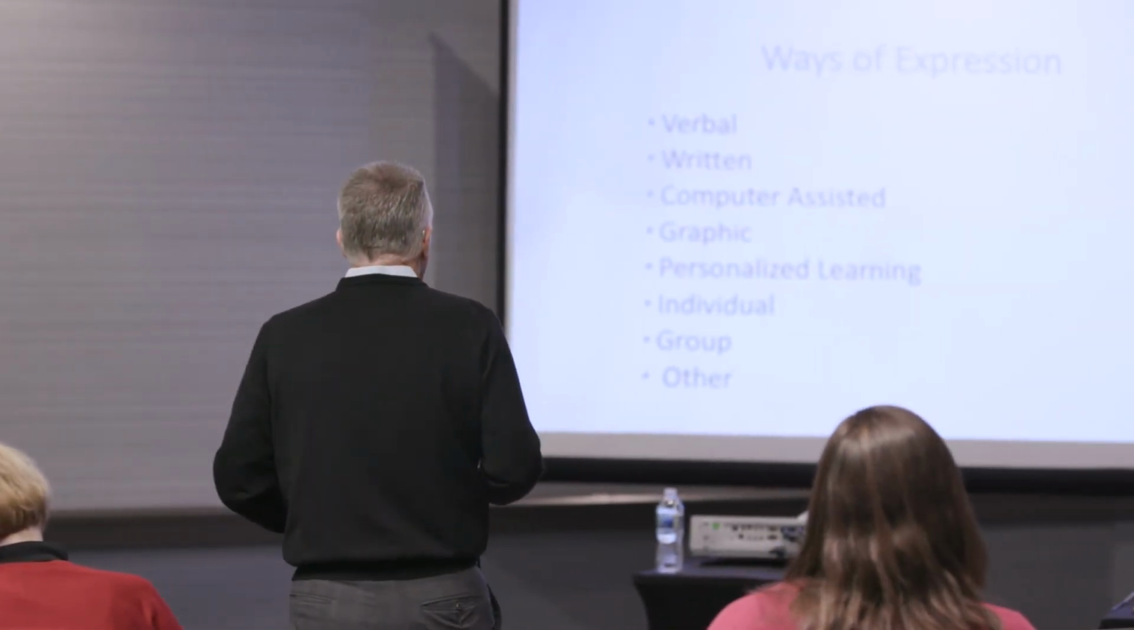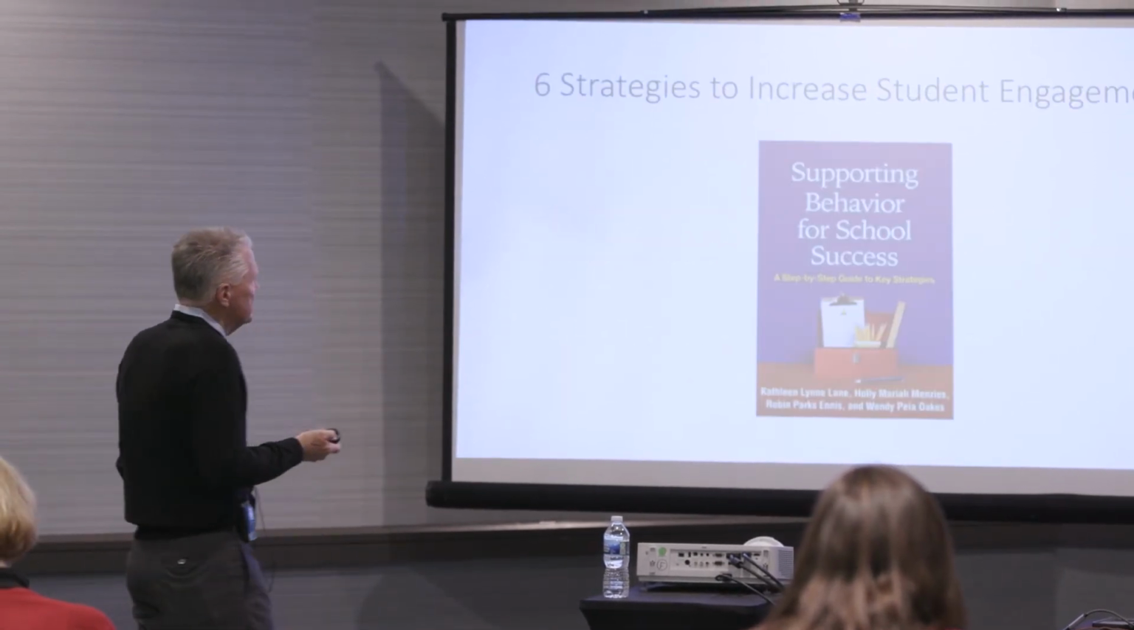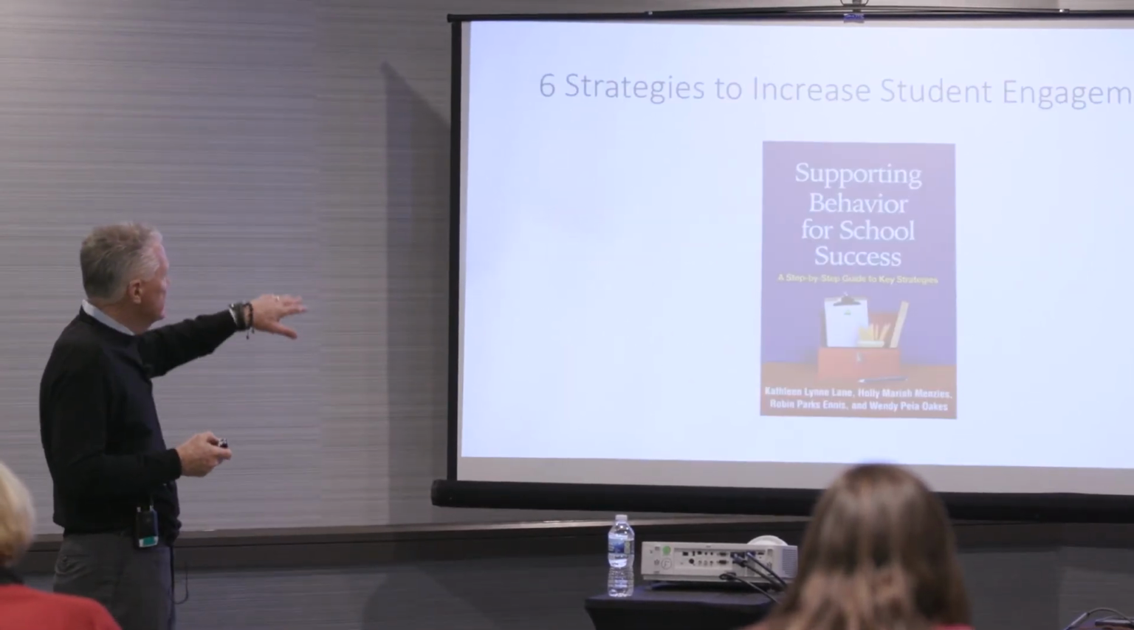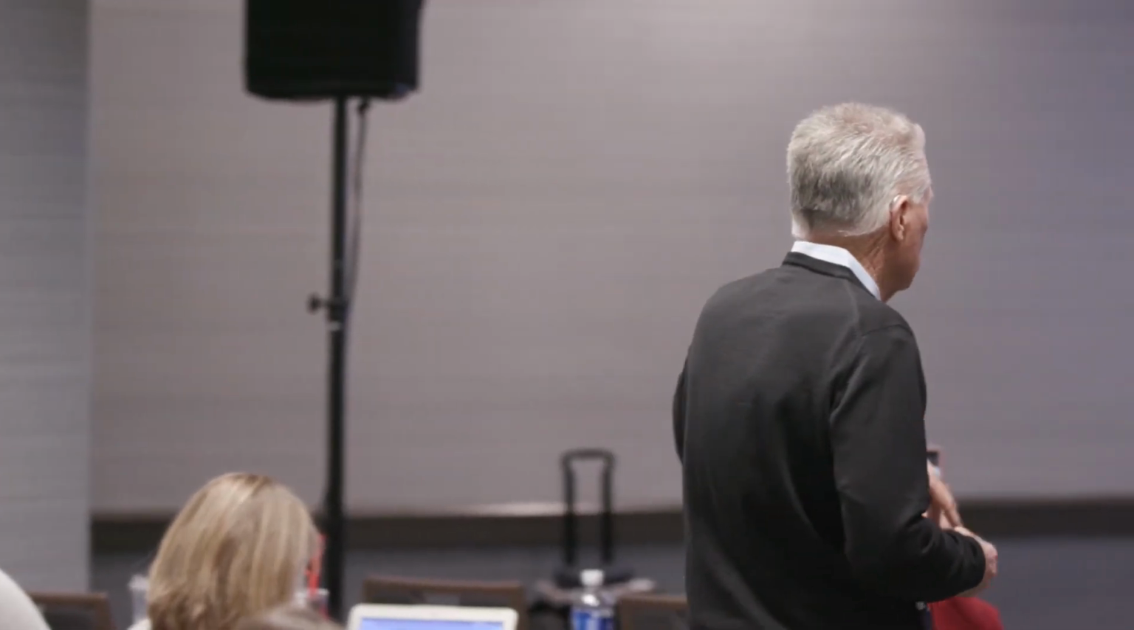Okay. Ways of expression, we already went over that. Means of engagement, these 6 strategies. It's opportunity to respond. It's pre-correction, which is pre-teaching. It's different ways of supervision and feedback to kids. There are 7 of them, I'm sorry. And I have a slide with the 7 up here.